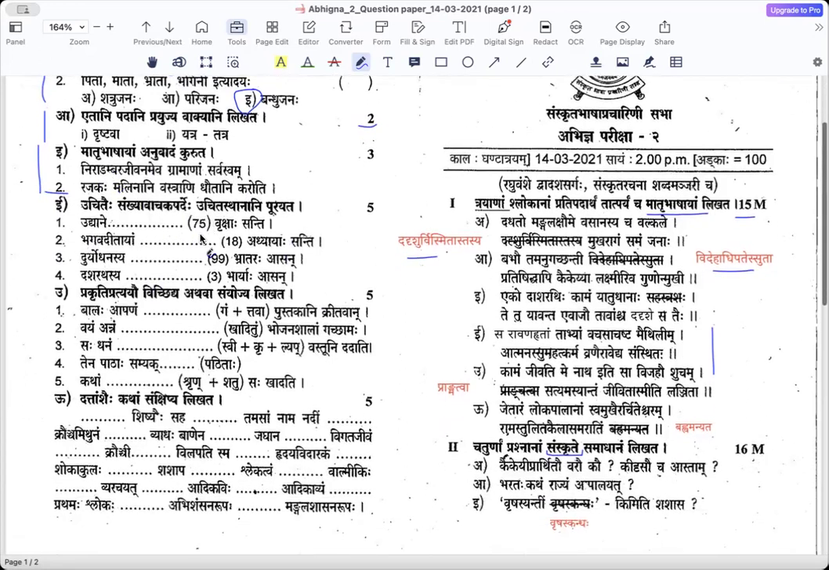Uchitaihi Sankhyavachaka Padaihi Uchitasthanani Purayata. Pancha Saptatihi Vrikshaha Santi. So this again is from Samskrita Rachana. The numbers are given as one lesson at the end. I think somewhere near the end there is a lesson on numbers also. So go over that. Remember that 1, 2, 3 and 4 have genders, proper genders for those numbers.